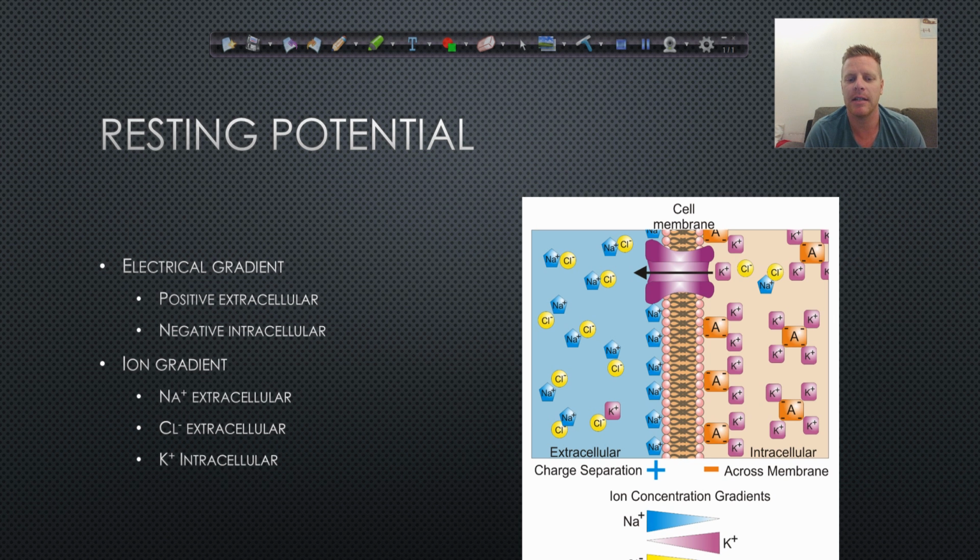The cell membrane is a semi-permeable layer that only allows charged particles, or ions, to cross the membrane via channels and transporters. There are specific gradients that exist in all neurons, whereby sodium ions, shown here as Na+ particles, and chloride ions, shown as Cl- particles, exist in high concentrations in the extracellular space, and potassium ions, shown as K+ particles, exist in high concentrations in the intracellular space.